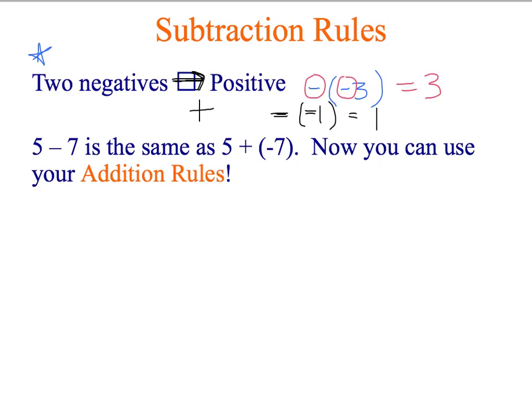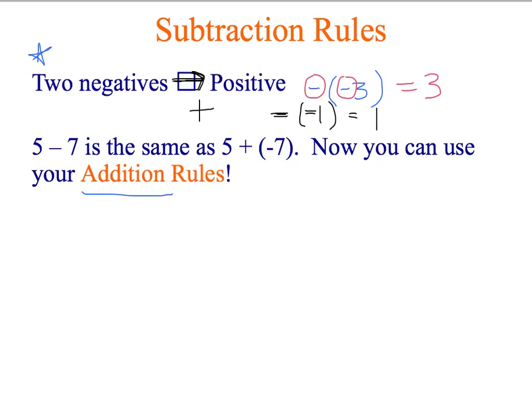Our next rule is kind of a trick. It says that 5 minus 7 is the same as 5 plus negative 7. Now you can use your addition rules because you can make all subtraction problems into addition problems.